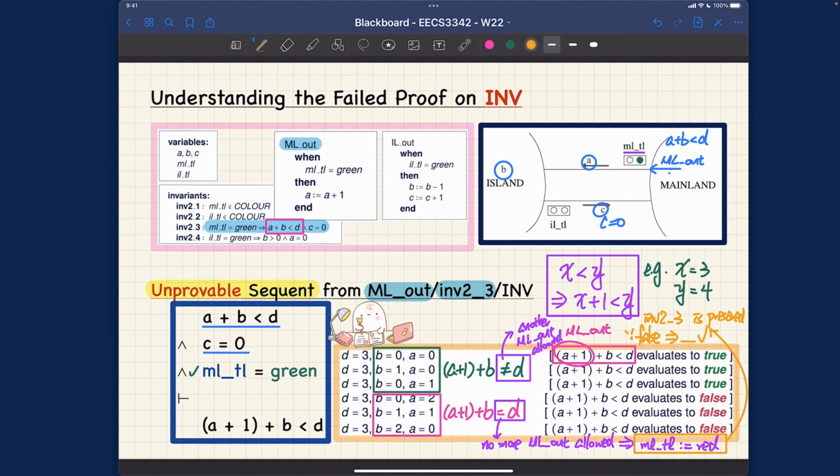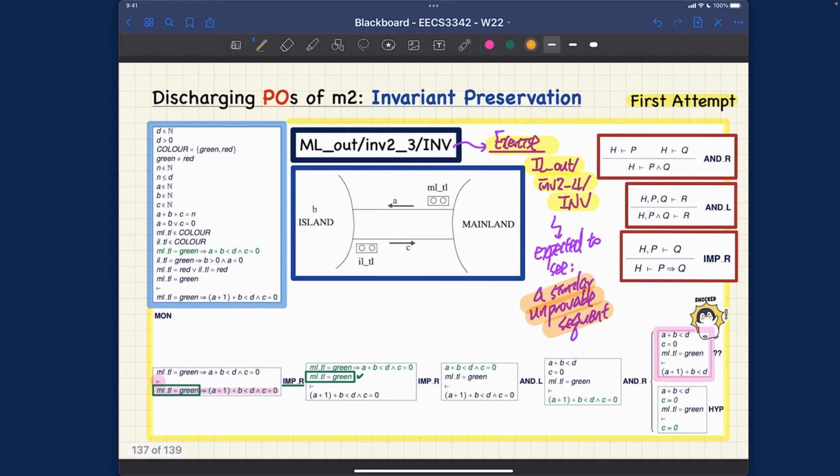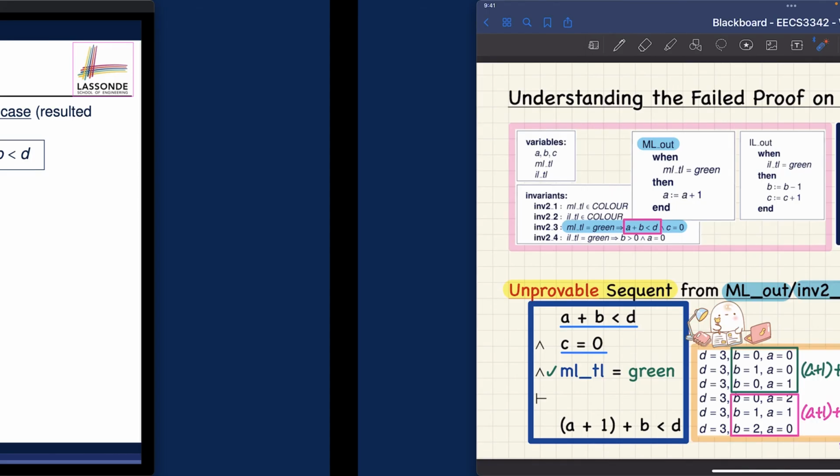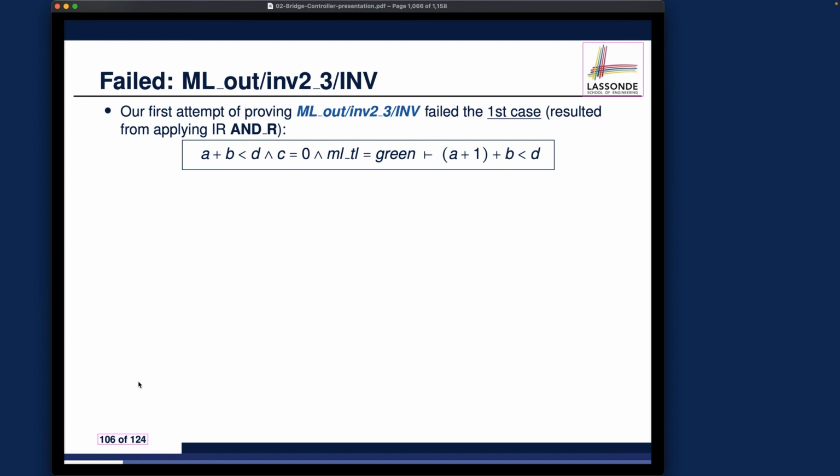So understanding about these two cases, let's see how we can revise our ML events first of all, and then I will suggest how you can also revise the exercise we assigned you to do before about the IL out, because you're going to see some similar unprovable sequent. Let's talk about it. Okay, let's move on back to the slides, and then we'll talk about the fix.